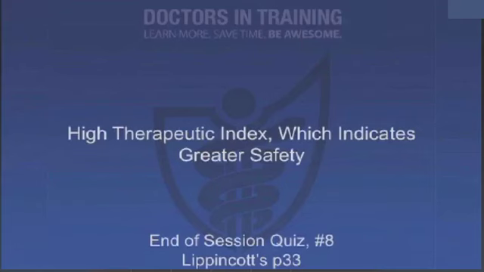Next, would you expect a very safe drug to have a low therapeutic index or a high therapeutic index? Well, you're going to expect a high therapeutic index, or a broad or a wide therapeutic index is another way of describing it, and this will indicate greater safety.